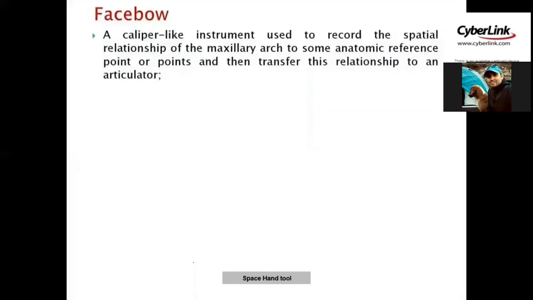First, what we require for orientation jaw relation is the facebow. So what do we mean by facebow? A facebow is a caliper-like instrument used to record the spatial relationship of the maxilla to some anatomic reference points, and then transfer this relationship to the articulator. I'll give you a basic review first. We record the angulation of the maxilla in relation to the base of the skull with the help of the facebow. Then that record we transfer into the articulator.